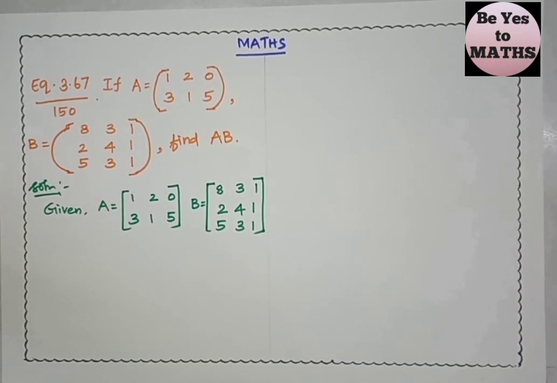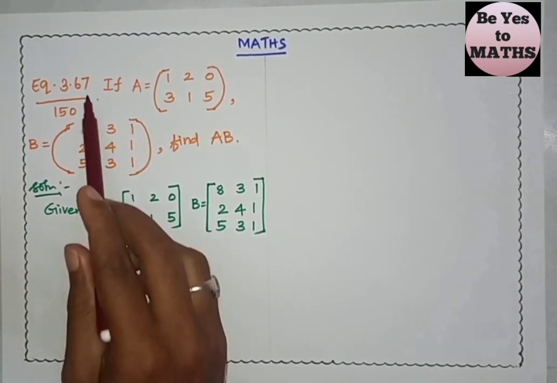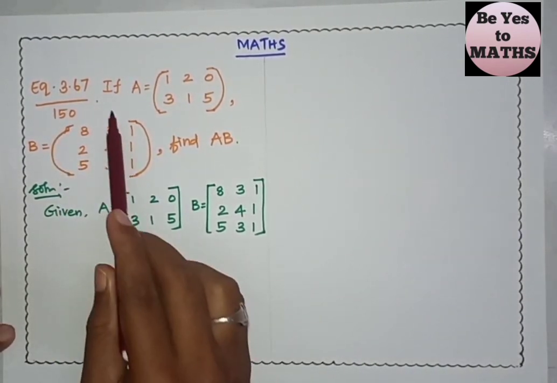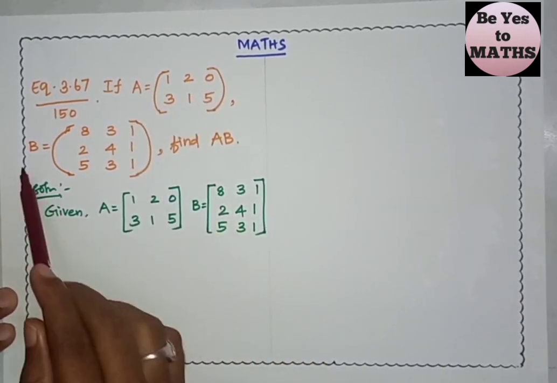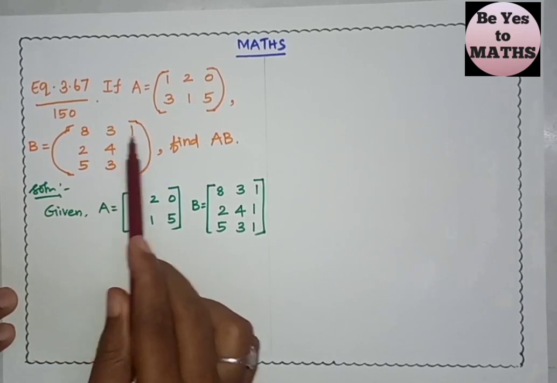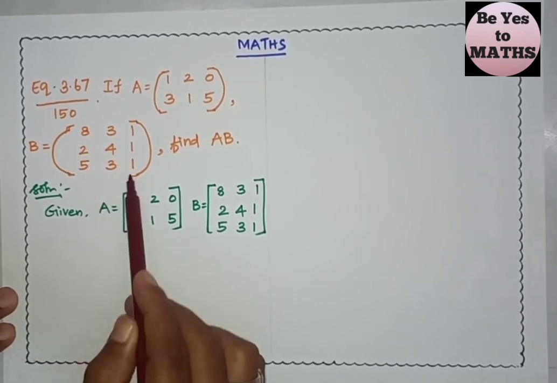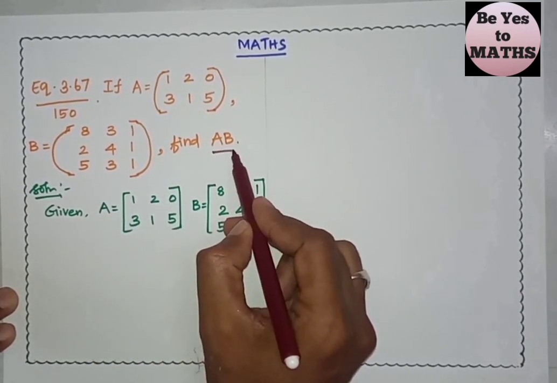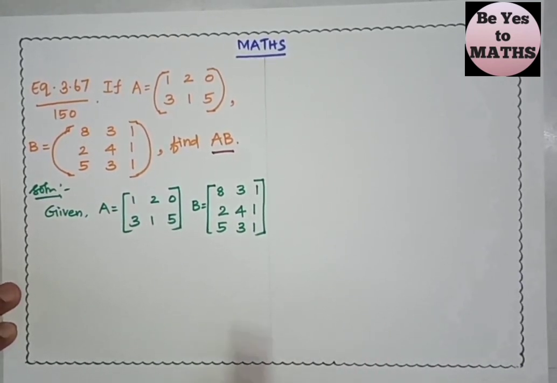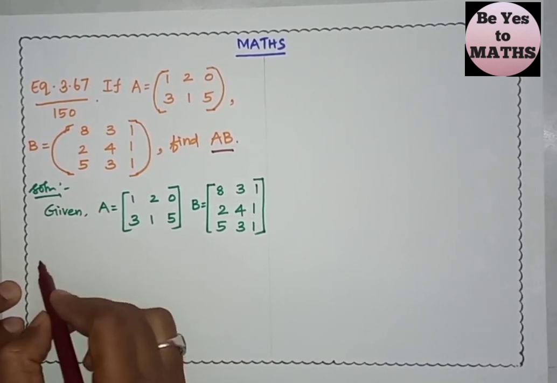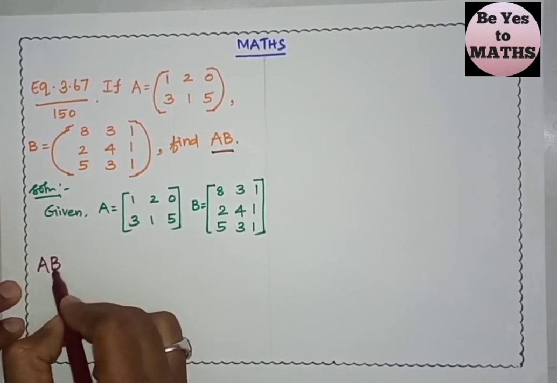Now we'll solve a problem. The question is 3.67, page number 150. If A matrix is [1 2 0; 3 1 5], B matrix is [8 3 1; 2 4 1; 5 3 1], find AB, which means the product of A and B matrices. Here I have written the A and B matrices. Now AB we have to find out.